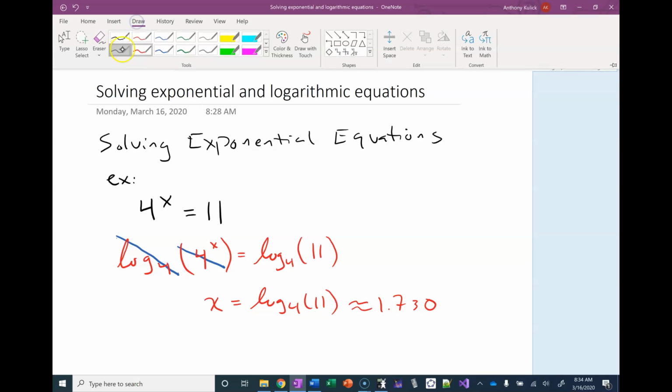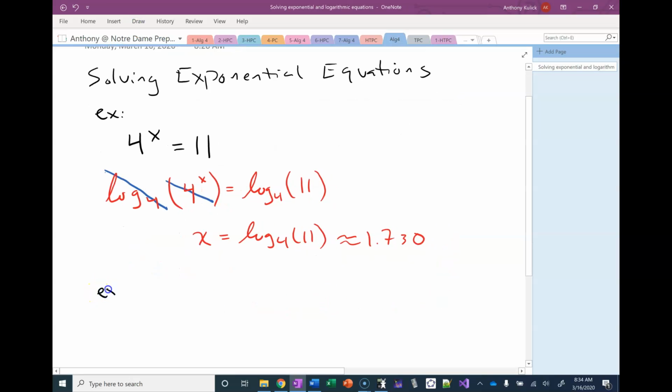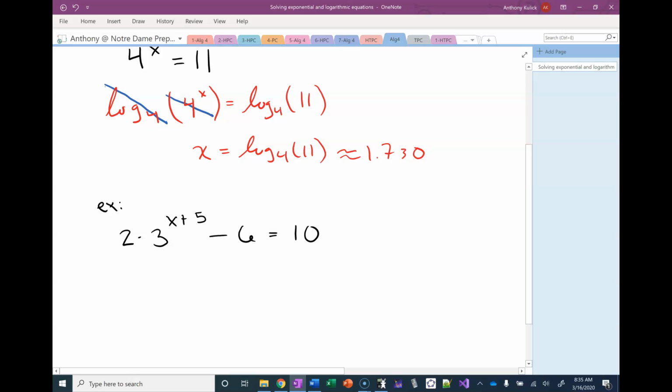Let's do another that's a little bit more complicated. Okay. So here we have a little bit more going on. We notice that we still have the x in just one exponent, which is good, but we have some other stuff going on before we can get to canceling the exponent base. Remember, when solving, we want to perform the order of operations in reverse because we're undoing things. So the first thing we'd want to do is add 6 to both sides.